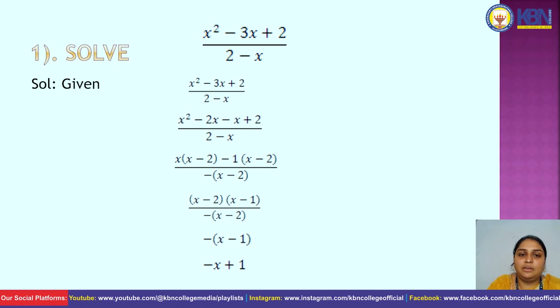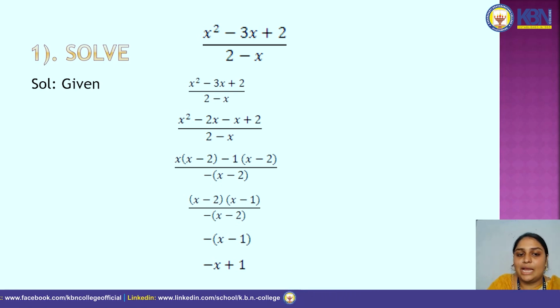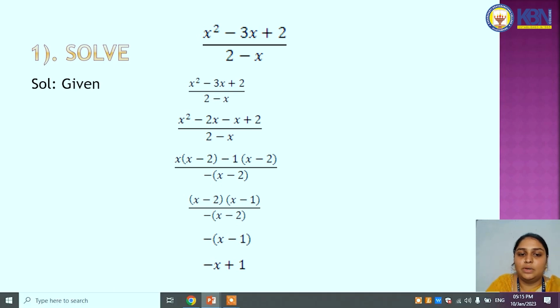Here in the numerator we have x square minus 3x plus 2, and in the denominator we have 2 minus x. Now we have to factor the numerator, x square minus 3x plus 2. We can factor it by taking the product of the first and the third term, which is 2x square, and splitting it to satisfy the minus 3x. For the product 2, we have only 2 times 1, and 2 and 1 can easily satisfy the 3x.